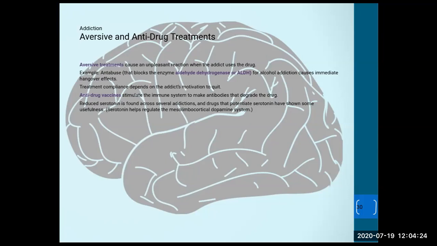So treatment compliance, again, depends on the addict's motivation to quit. There have even been vaccines that stifle the drug's immune responses. So the immune system makes antibodies that don't allow the drug to be as effective, and they degrade the drug. Those are, of course, vaccinations themselves, as we probably know, are pretty under scrutiny by a lot of people these days. So those aren't used very often, but it is an option.